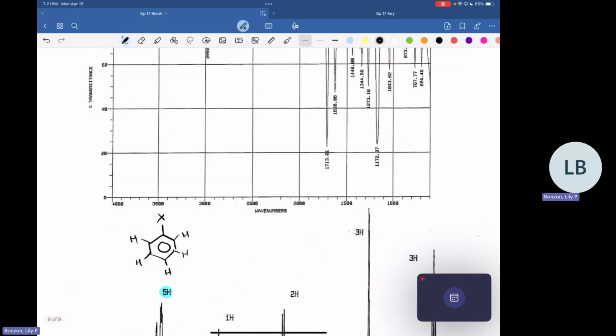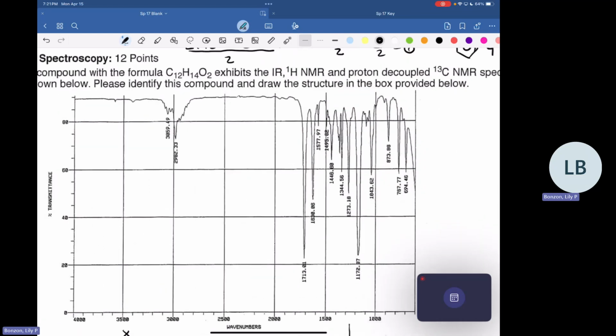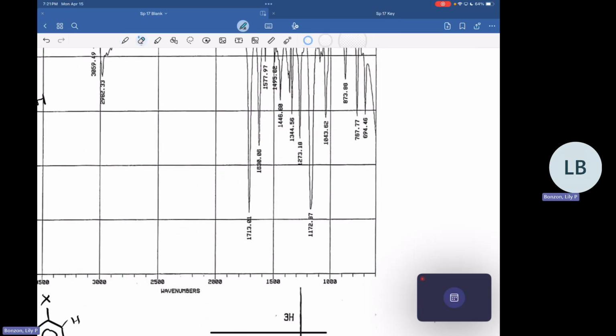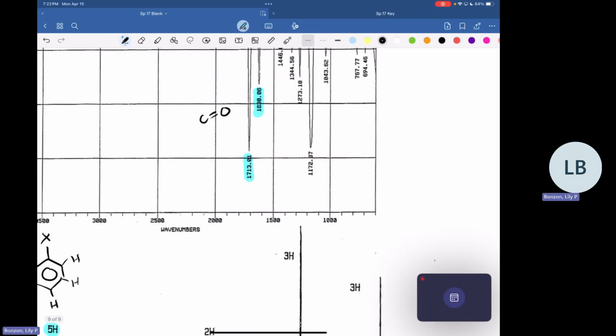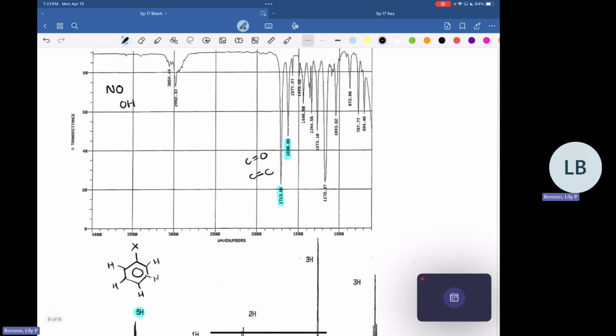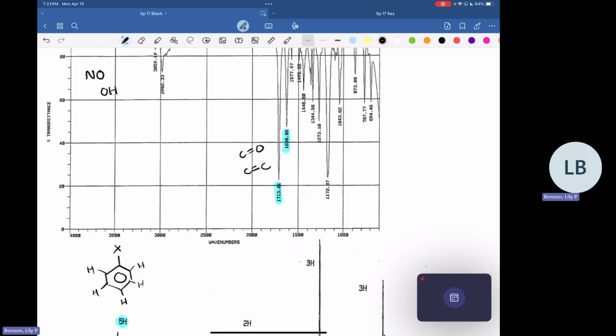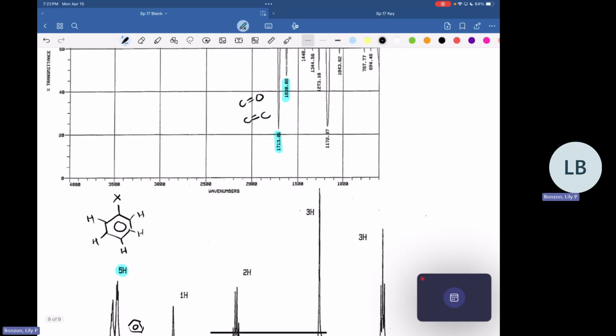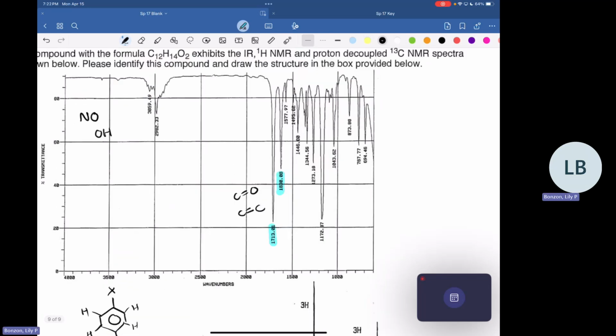Okay, so going back to the IR quickly, we do not have any OHs, unfortunately. We do have a peak over here at 1700, and we have something at 1630-ish. So these are probably going to be our ketone and double bonds. Keep in mind if you have a benzene that you will pretty much always see a carbon-carbon double bond just because benzene has carbon-carbon double bonds. But it looks like we also have a carbonyl. That's pretty much all we can get there.